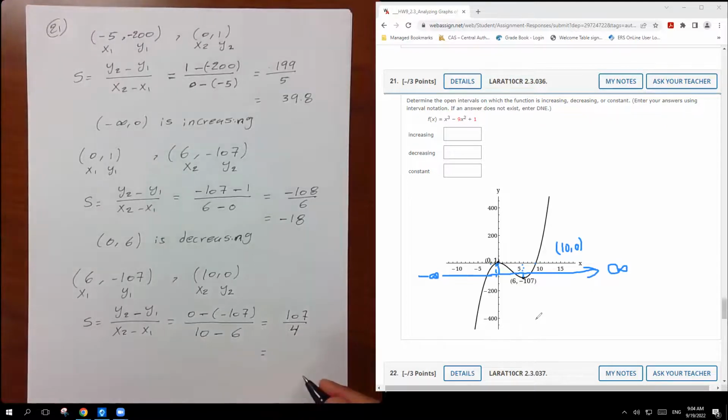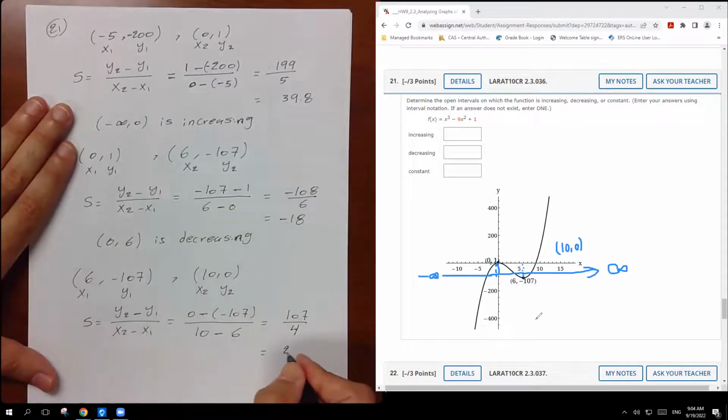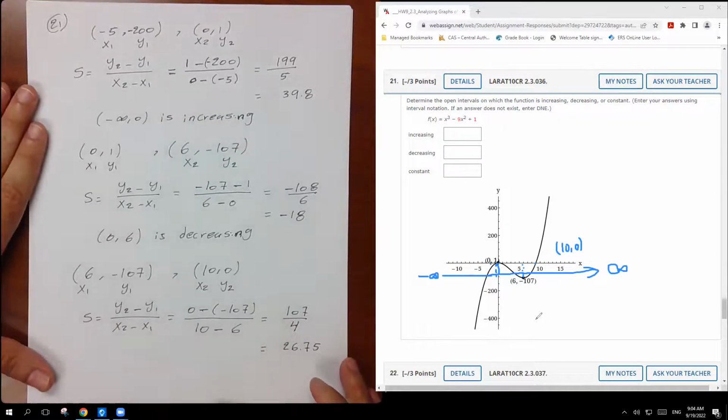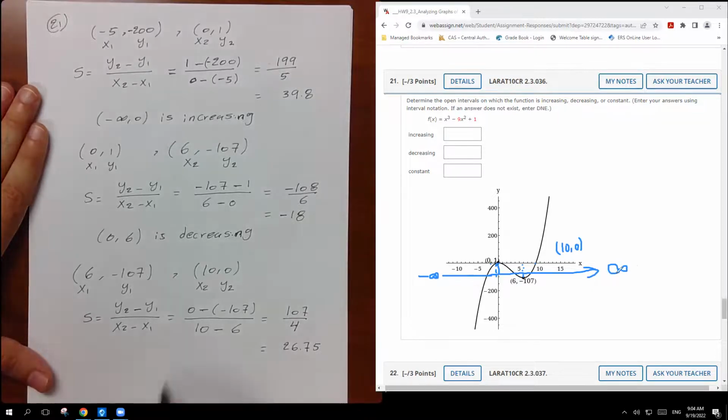How much is going to be the result? It's going to be a decimal number. So 107 divided by 4 is going to be 26.75. I'm not going to care about how much the number is. I'm going to care about the sign, which is positive. That means increasing. That means from this point, which is the 6, I'm just going to follow the x coordinate. So from 6 to infinity, from 6 and keep going to the infinity, the graph is increasing.